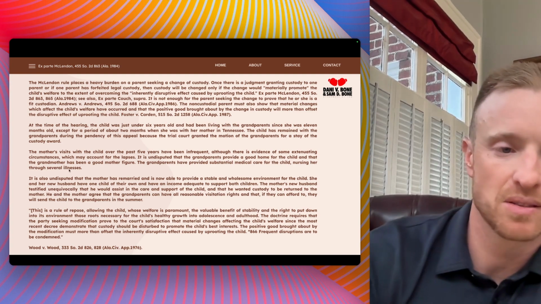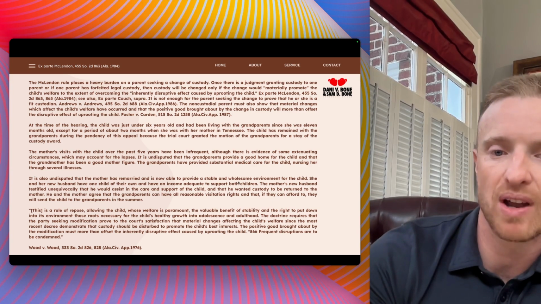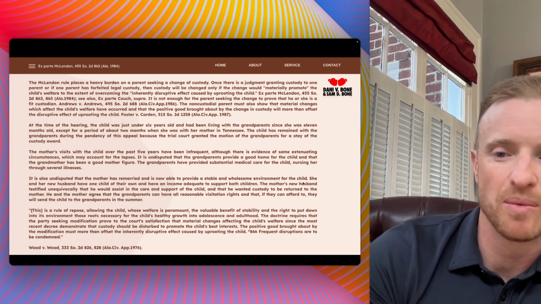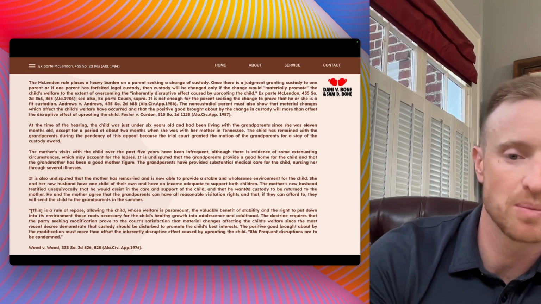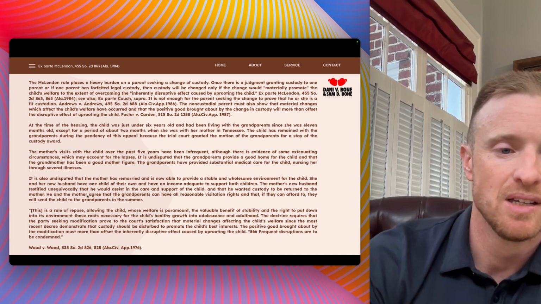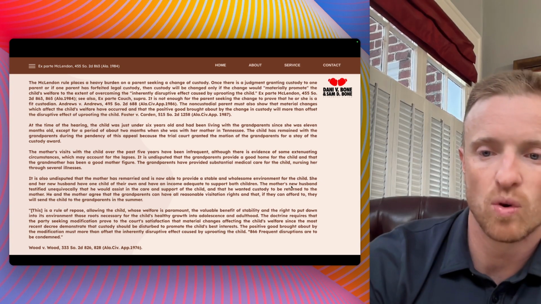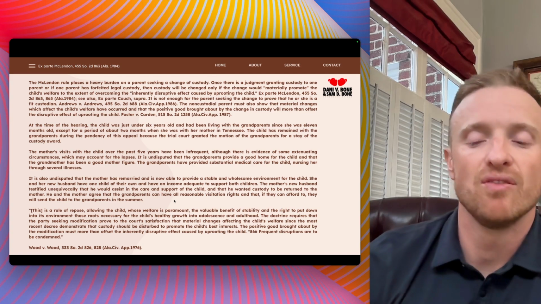So this is the biggest thing about it: it is undisputed. The mother is remarried, is now able to provide a stable and wholesome environment for the child. She and her husband have one child of their own, have an income adequate to support both children. So they're saying she's a good mom. Mother's new husband has testified that he will help and that he wanted custody to be returned to her. And they agree that the grandparents can continue to have visitation.